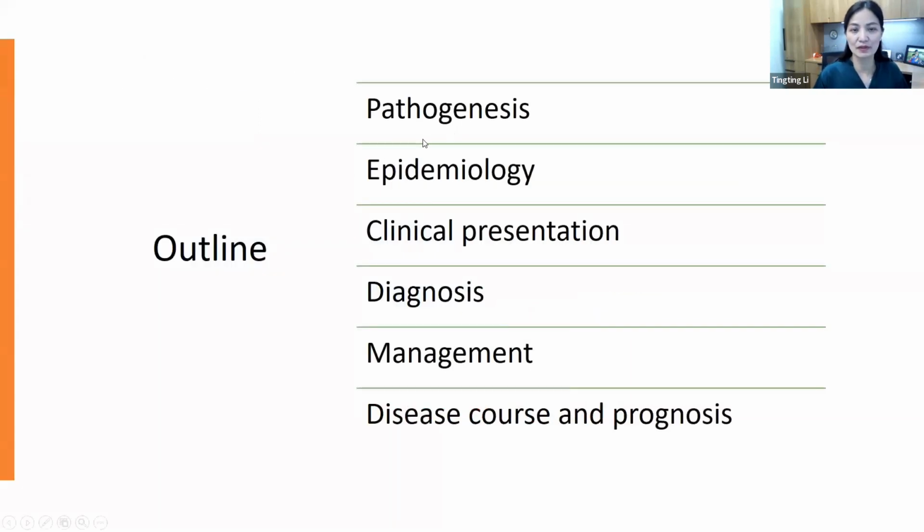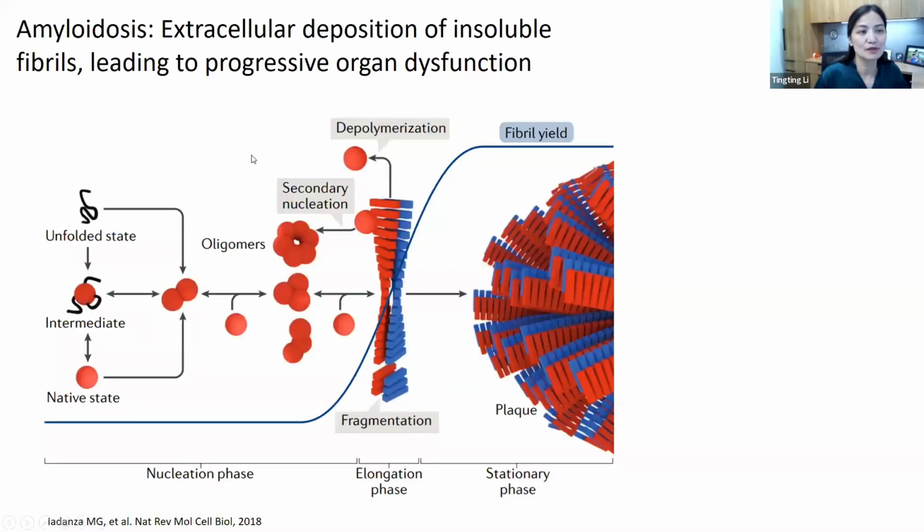I would like to start with a brief review of the pathogenesis of amyloidosis, followed by a discussion on the epidemiology and clinical presentation. But I'm going to spend most of my time today on the diagnosis, management, and prognosis of renal amyloidosis. Now, amyloidosis is a group of disorders that results from the extracellular deposition of insoluble fibrils, which can then lead to progressive organ dysfunction. Now, why amyloid formation occurs is not entirely clear.